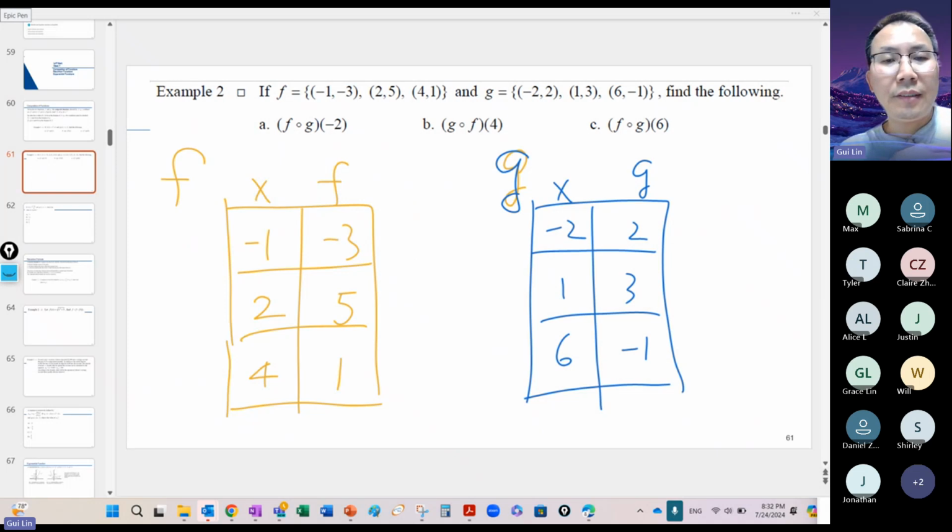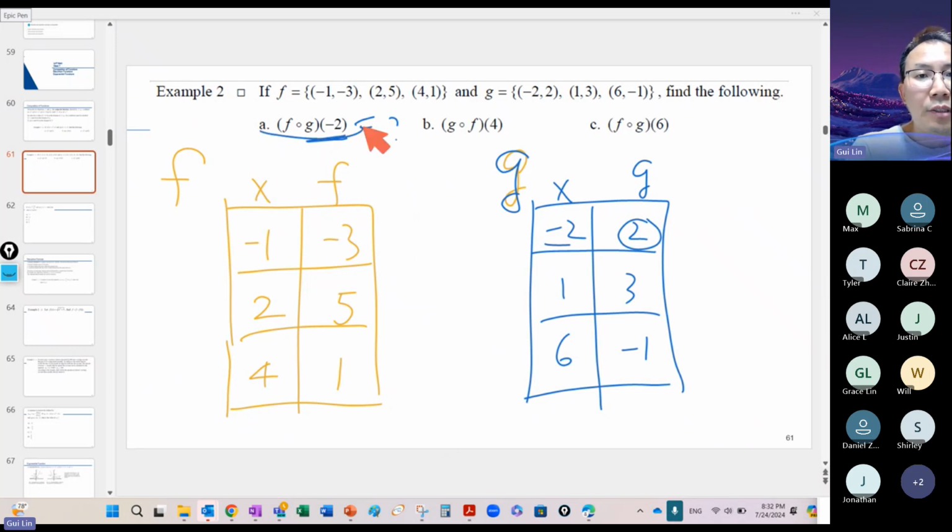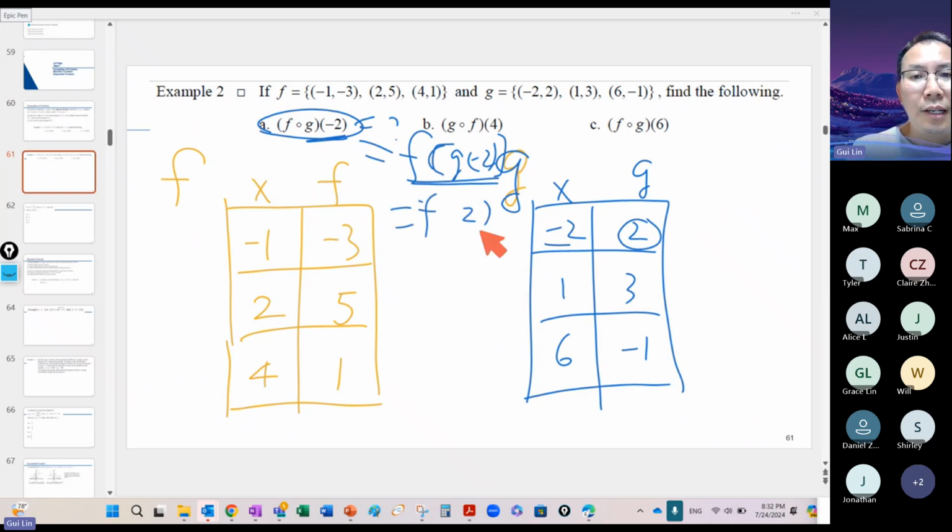Find the following equation equals what? So here we should find g(-2). g(-2) equals 2, right? So we got 2, and then put it into the function f. So what we need to do here is a process like this. We find g(-2) first. So g(-2) actually equals 2, right? So it equals f(2). So f(2) here equals 5. So we can go.